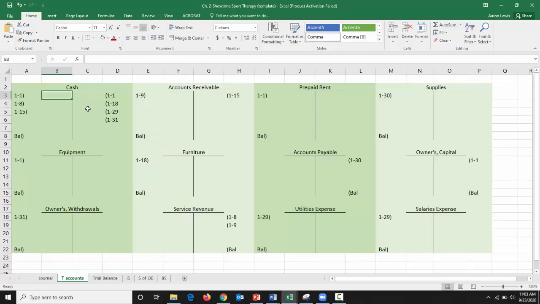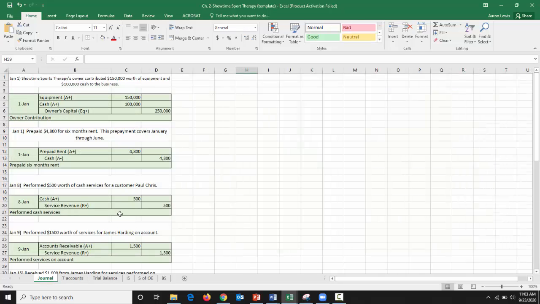In our T accounts, we have one account for every account that was affected in one way or the other during the period. What we need to do is simply transfer the numbers from our journal entries over to those T accounts. So on January 1st, we had a debit to equipment for $150,000. We had a debit to cash for $100,000. We had a credit to owner's capital for $250,000. Well, let's move those debits and credits over to our T's.